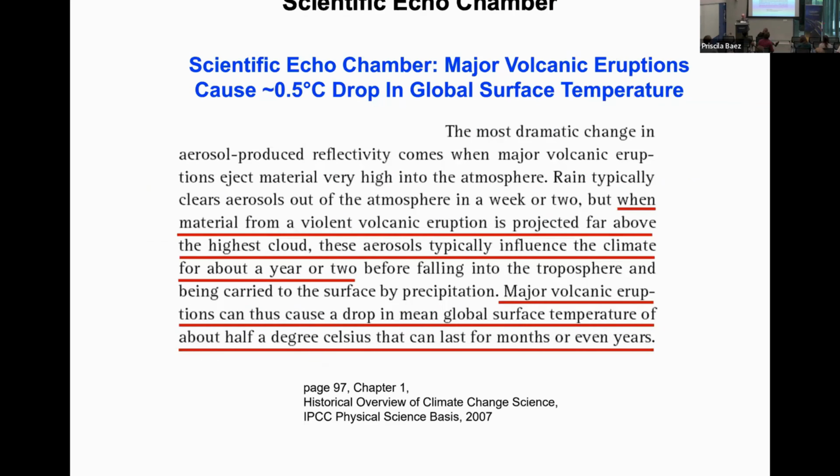All right, so here's the bottom line. You may have learned that when a major volcanic eruption like Mount Pinatubo occurs, it leads to about a half a degree warming for months or even years. My God, the IPCC wrote this in 2007. This is in the scientific echo chamber. And it's a bit of an exaggeration. It's a long story, but it was based on a flawed measurement of observations that were not what we're actually regulating, which is surface temperature.